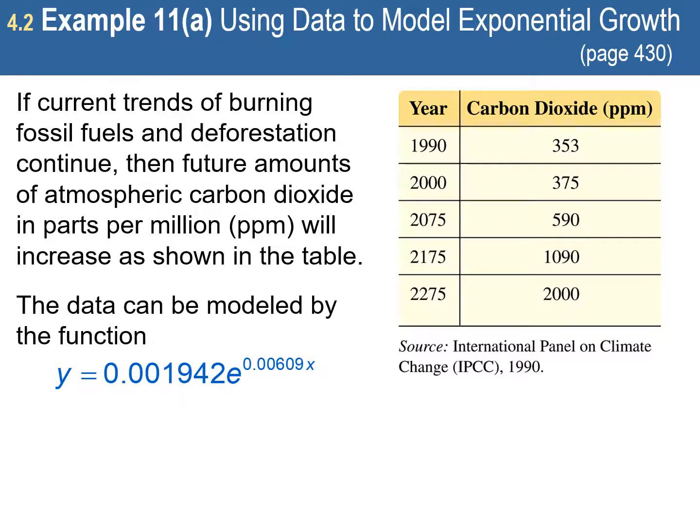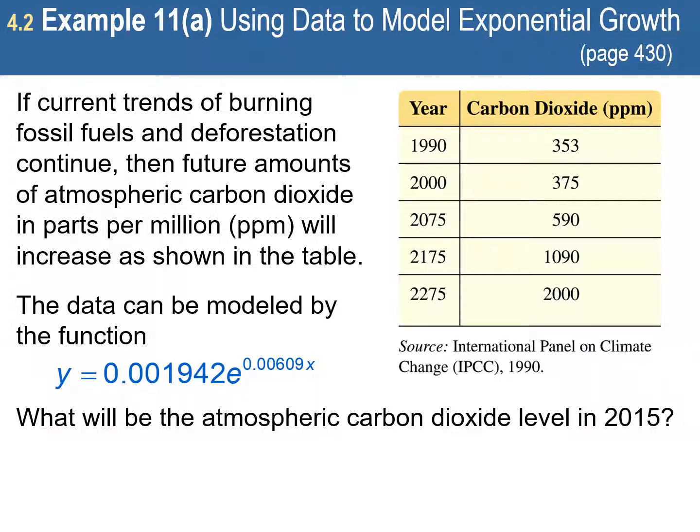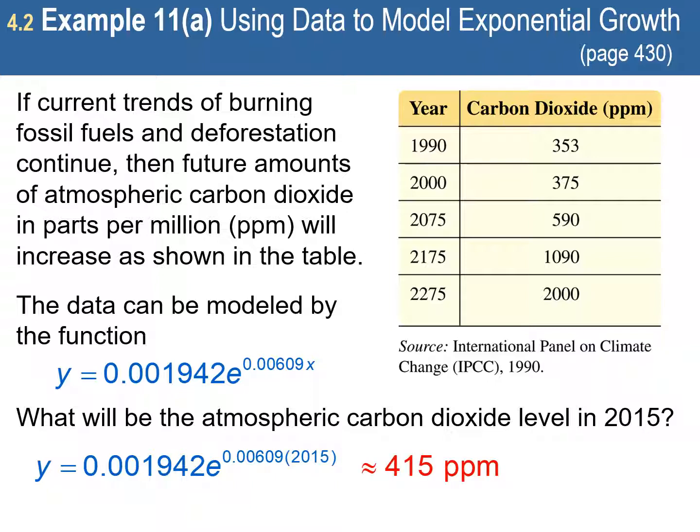The data can be modeled by the function y equals 0.001942 e to the 0.00609x. So what will be the atmospheric carbon dioxide level in 2015? Well, we're going to put 2015 in for x. I get about 415 parts per million.